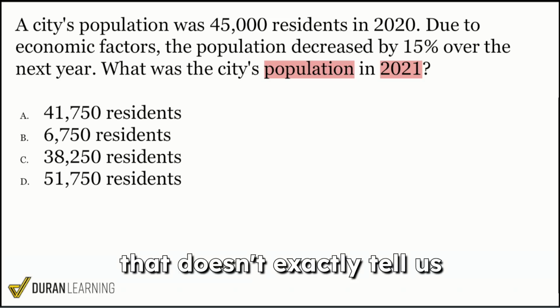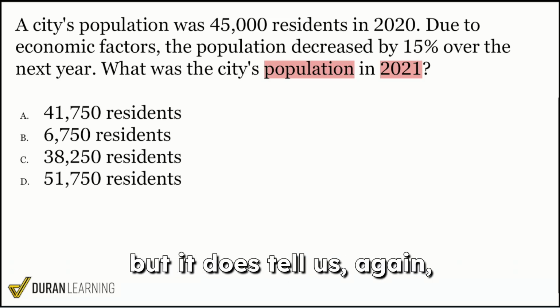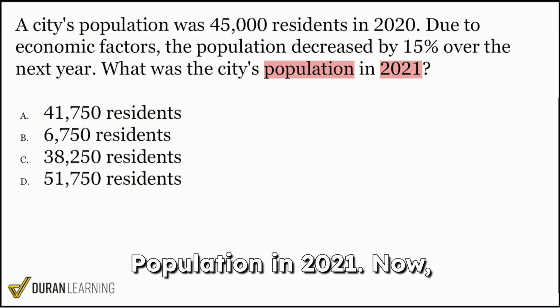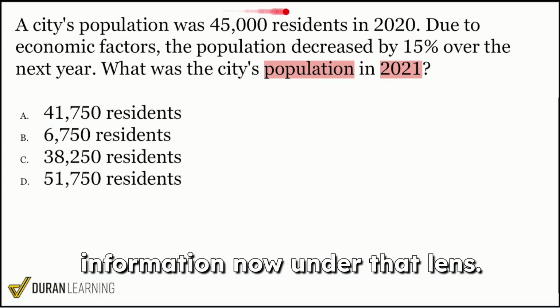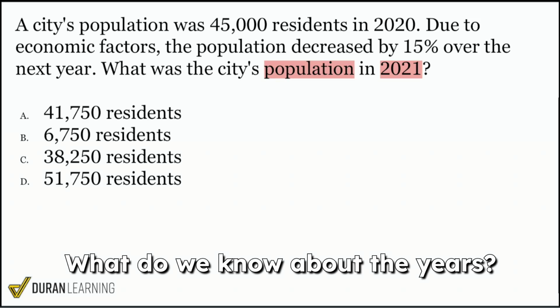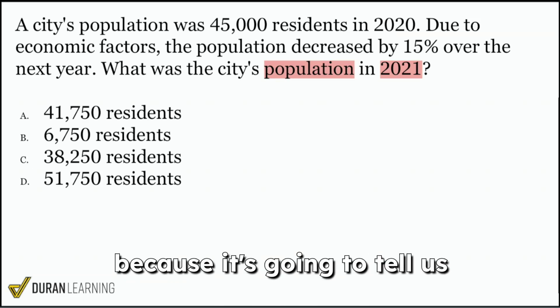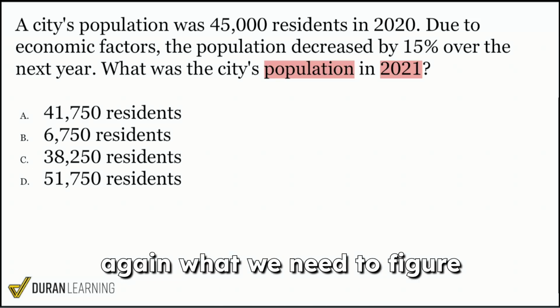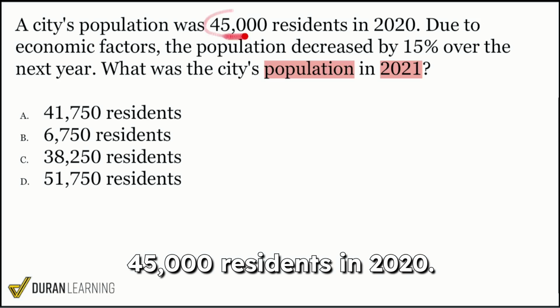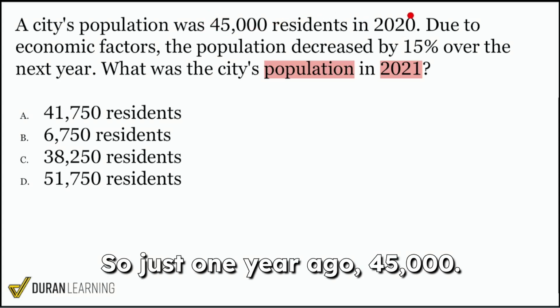Now, that doesn't exactly tell us the math we need to do yet, but it does tell us the context, what we're trying to achieve. Population in 2021. Now, we're going to read this information under that lens. What do we know about population? What do we know about the years? That's all we care about because it's going to tell us what we need to figure out to get there. So a city's population was 45,000 residents in 2020. So just 1 year ago, 45,000.